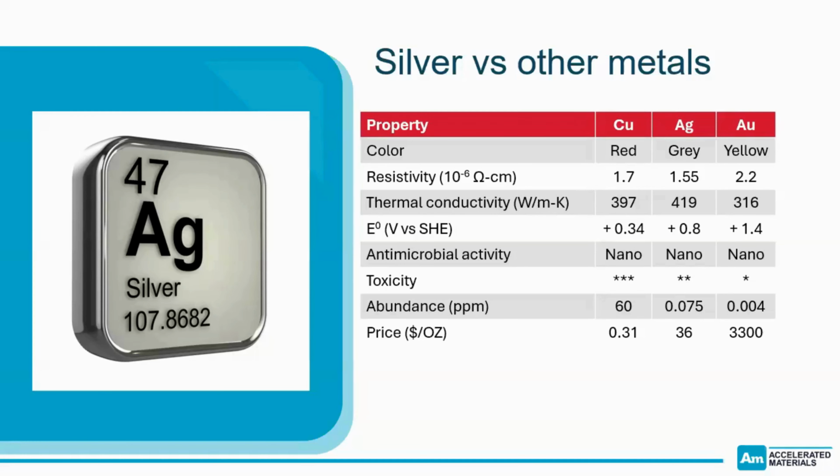And of course, if you look at the natural abundance, copper is pretty abundant, while silver and especially gold are very rare. And of course, this affects the price a lot, where gold is 10 times more expensive than silver, and silver is almost 100 times more expensive than copper.